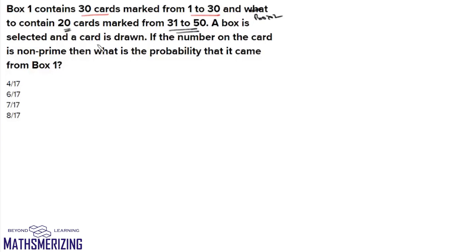A box is selected and a card is drawn. If the number on the card is a non-prime, then what is the probability that it has come from box 1? It is a very standard Bayes theorem question. So first we'll define events.